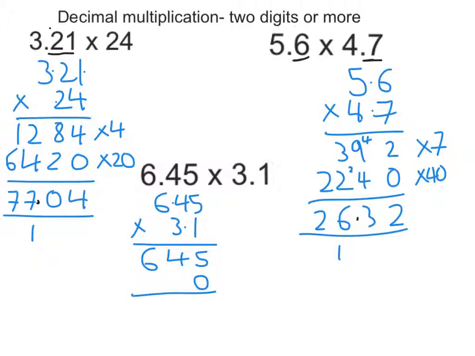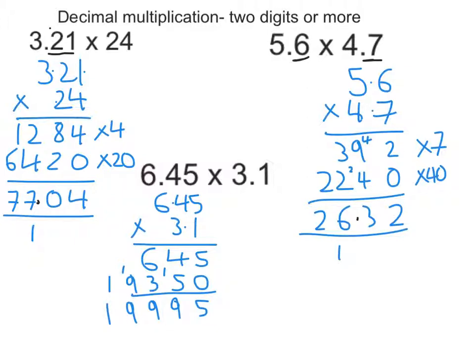So 3 times by 5 is 15. So 5 carry 1. 3 times by 4 is 12. Add on the 1 is 13. So 3 carry 1. 3 times by 6 is 18. Add on the 1 is 19. Add the numbers. So 5 add that. 4 add 5 is 9. 6 add 3 is 9.